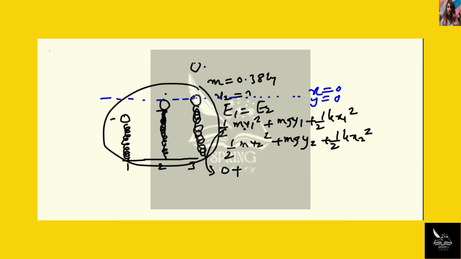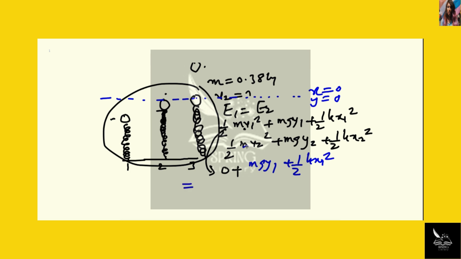Therefore, at this location 1, the kinetic energy is 0, but there is a potential energy at this location. So I'll write mgy1, note it's negative, plus half kx1 squared.